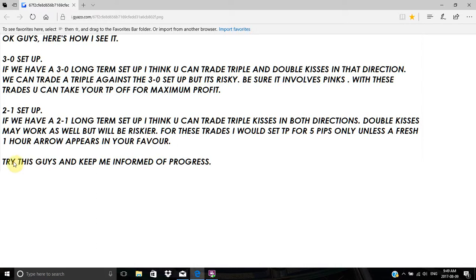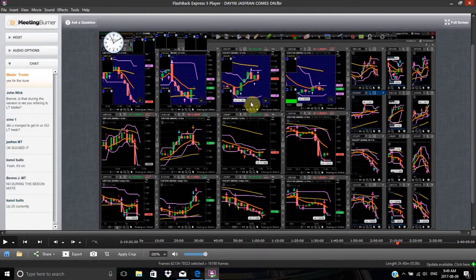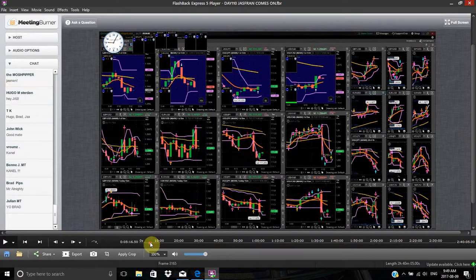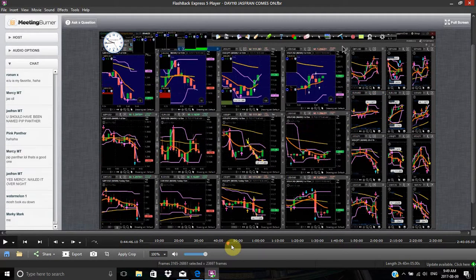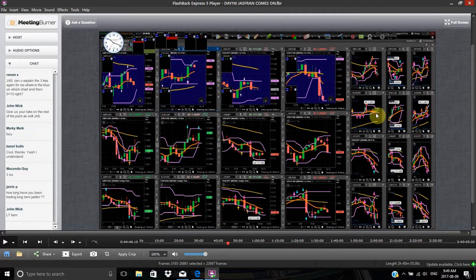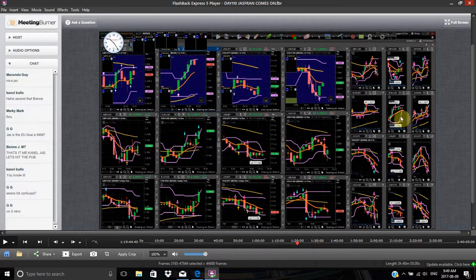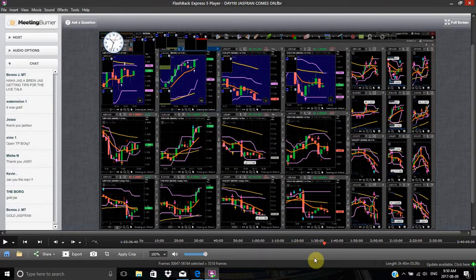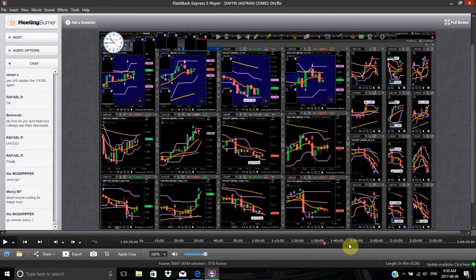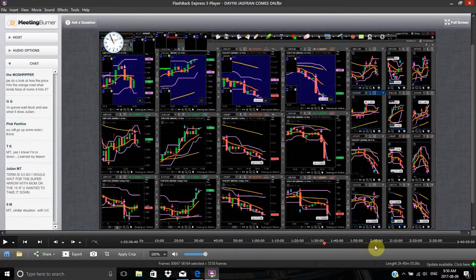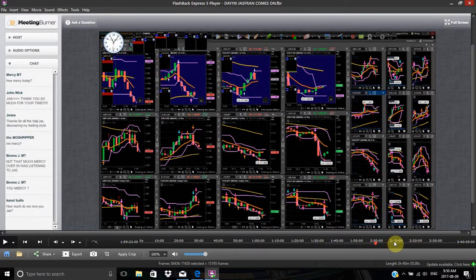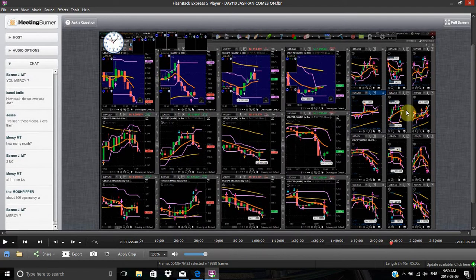Try this, guys, and keep me informed of the progress. We're going to just start with this first 2-1. So here we go. Let's find some examples. Actually, we had one on the EU. So this was a 3-0 setup to the upside, and we were looking for ups, right? But then it went... Oh, come on. Okay, then this happened. The arrow disappeared. We have one down pointing here, so it's still looking for ups.